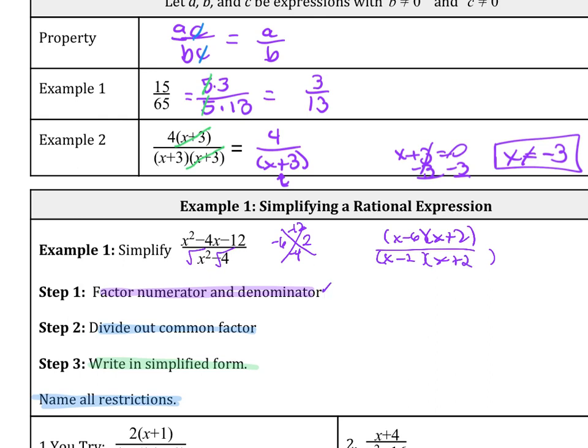So we factored the numerator and denominator. Now let's divide out common factors. So we have an x plus 2 in the numerator and denominator. And now we're going to write it in simplified form.